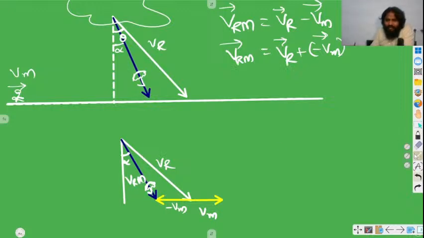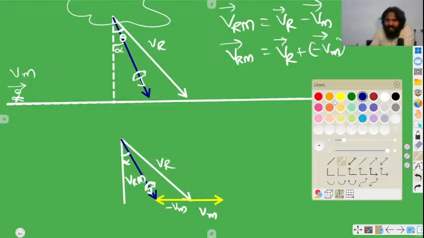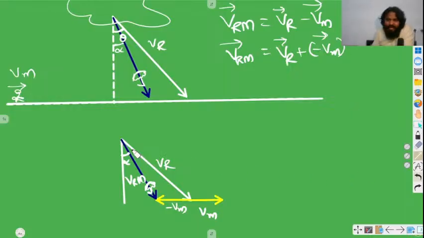Now what you can do is, you can split the VR into two components. This is one component, and this is one more component. Two components you are splitting. See, the velocity is making angle theta with the vertical. Then this is nothing but VR sin theta, and this is nothing but VR cos theta.